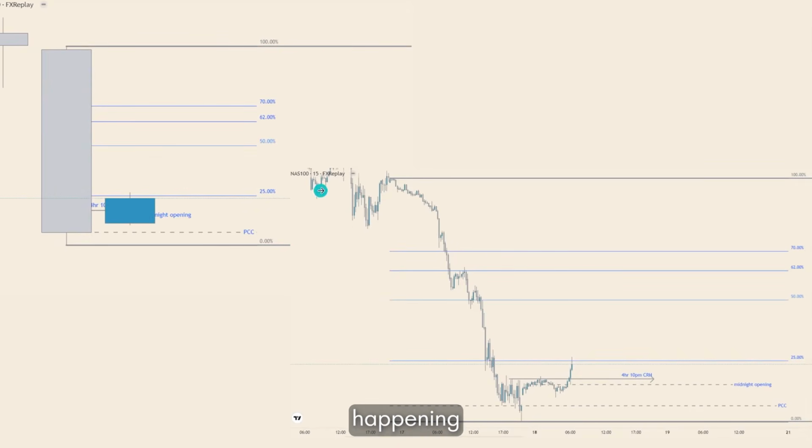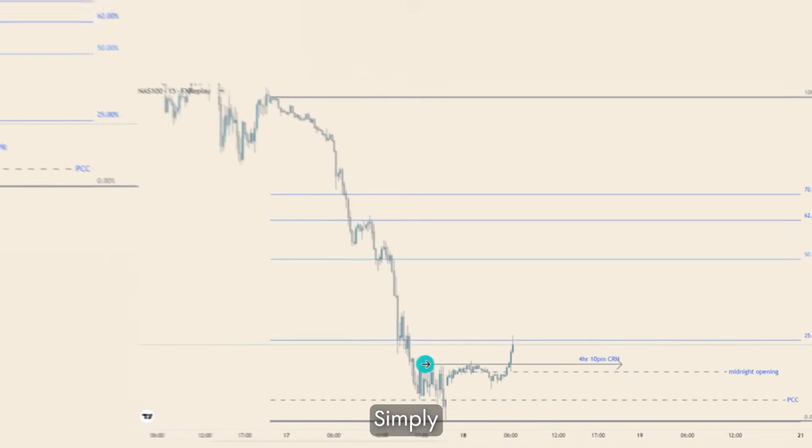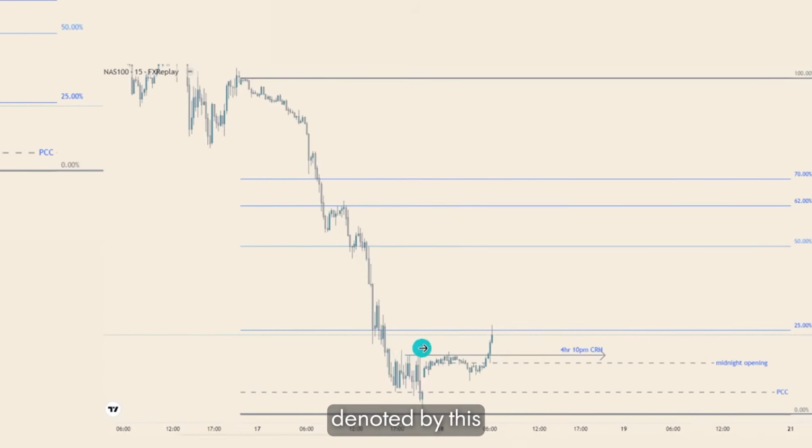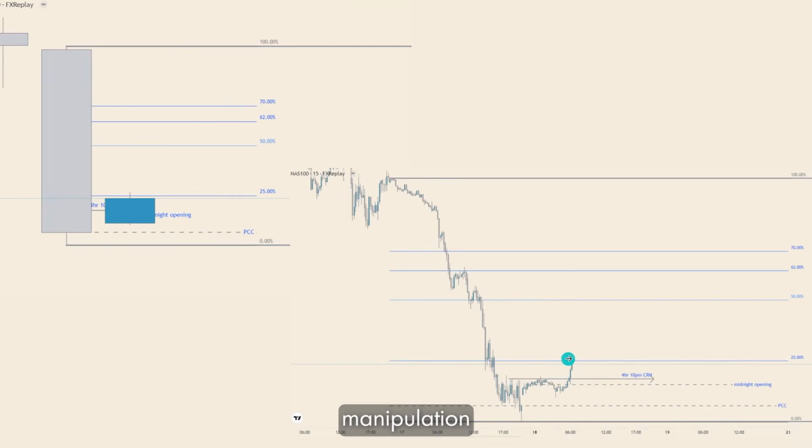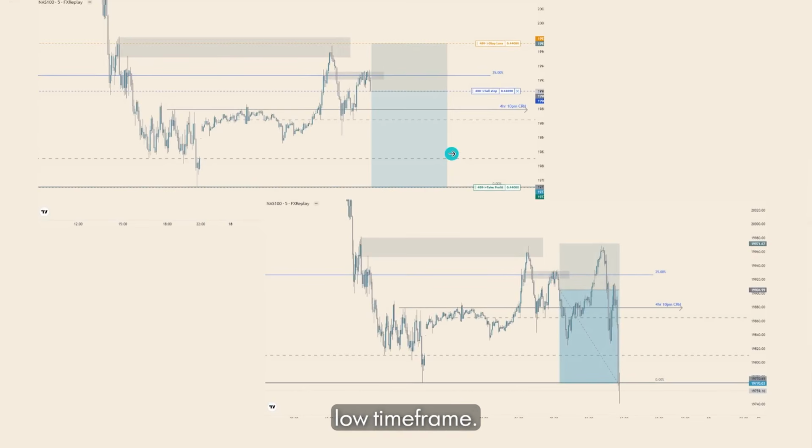And on the 50-minute time frame, what can we identify right here, okay? Simply an accumulation which is denoted by this consolidation, that manipulation we price us to break up, okay, into our 25%. And here on the lower time frame, we find our entry off of our inversion of this fair value gap, okay? As you can see, throughout the day, we then see on the 5-minute time frame, okay, with the entry model, the price starts to extend higher, come back, and fully melt down towards that previous daily candle's low.